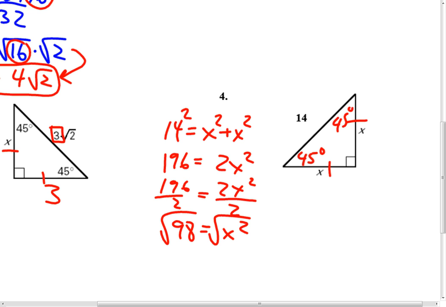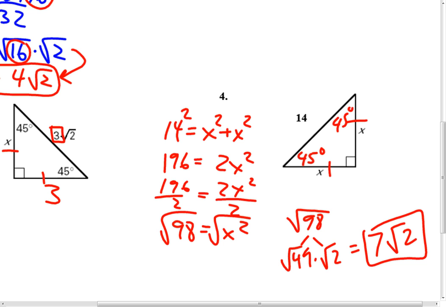I still got to do a square root. When I do the square root of 98, that breaks down into 49 and 2. That breaks down into 7 radical 2. So I can go through that whole process to get 7 radical 2. Or when I have a whole number where I usually am used to seeing a radical, just cut it in half and attach a radical 2. But you can always fall back on just doing the Pythagorean theorem if it's a 45, 45, 90.